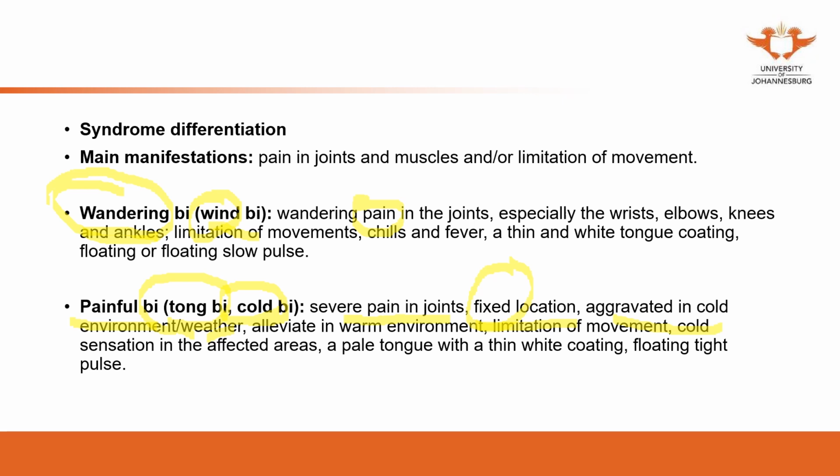You see from the study we separate them. It seems that there's a very clear line between wandering bi and the cold bi or the blood stasis. But in clinical practice, when we see patients, sometimes it's actually a combination of these syndromes. But what's important from the study is we need to identify the specific category. We need to identify the key manifestation.